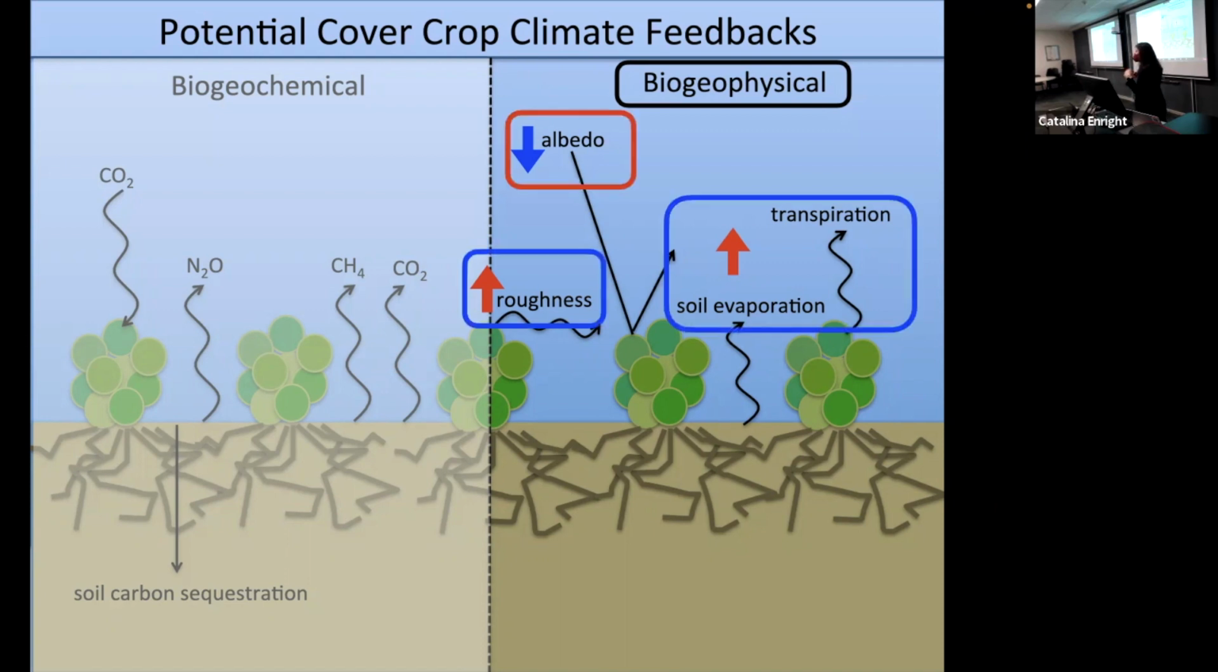So surface roughness can help cool the air. Soil evaporation and plant transpiration, evapotranspiration, can also help cool the air through that evaporative cooling flux, latent heat flux. And albedo, if we have less reflectivity, we might increase temperature. So the direction of the impact of each of the individual terms is opposite to its impact on temperature. The arrows show you the direction of the impact of surface roughness, evapotranspiration, or albedo, and the boxes around them show you the warming or cooling impact of that.